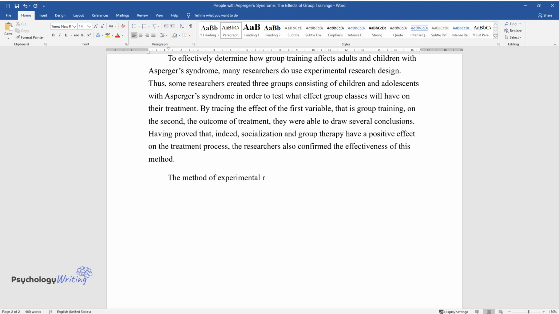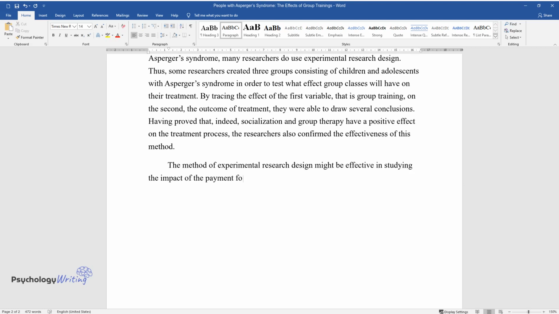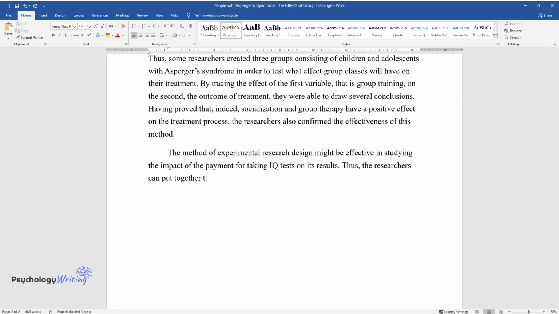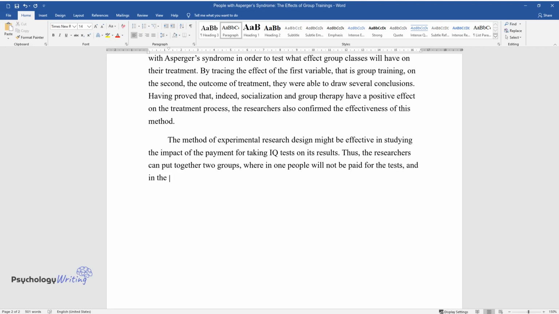The method of experimental research design might be effective in studying the impact of the payment for taking IQ tests on its results. Thus, the researchers can put together 2 groups, wherein in one, people will not be paid for the tests, and in the second they will receive money.